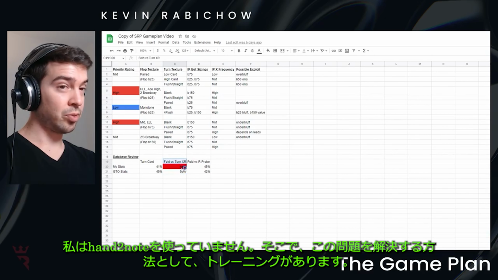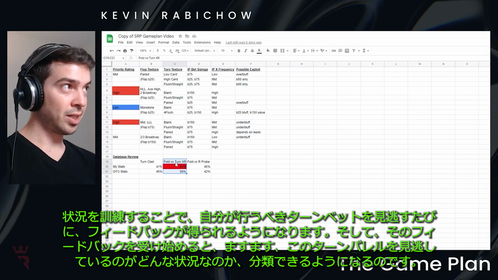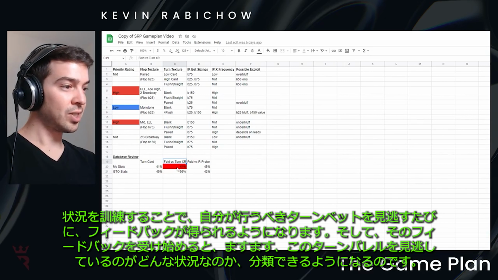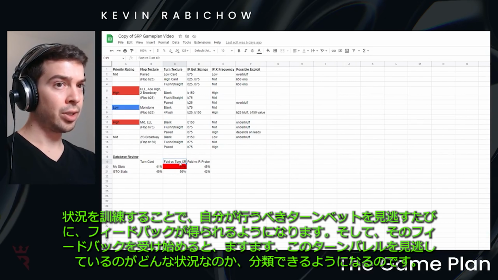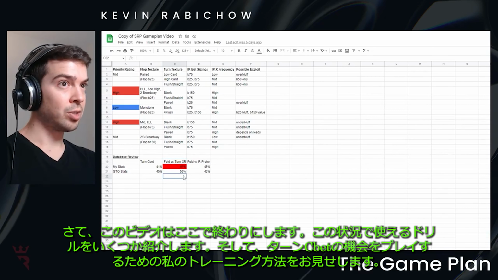So the way that I would like to address this is through training. And by training the situation, I can get feedback every time that I miss a turn bet that I'm supposed to be making. And as I start to get that feedback more and more, I can start to categorize what types of situations it is that I'm missing in this turn barrel. So what I'm going to do is I'm going to end this video here. I'm going to load a couple of drills that I can use for this situation. And I'm going to show you my training process for playing the turn c-bet opportunity.